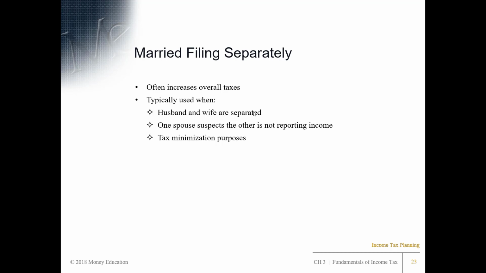The other thing is, if I agree to file married filing joint, even though maybe I believe that my spouse is doing something incorrect, I could be held liable. So if I feel they're not reporting income correctly, I might want to file married filing separate anyway. Or for tax minimization purposes. Occasionally there are situations in which your tax is lower by married filing separate, but it's rare.